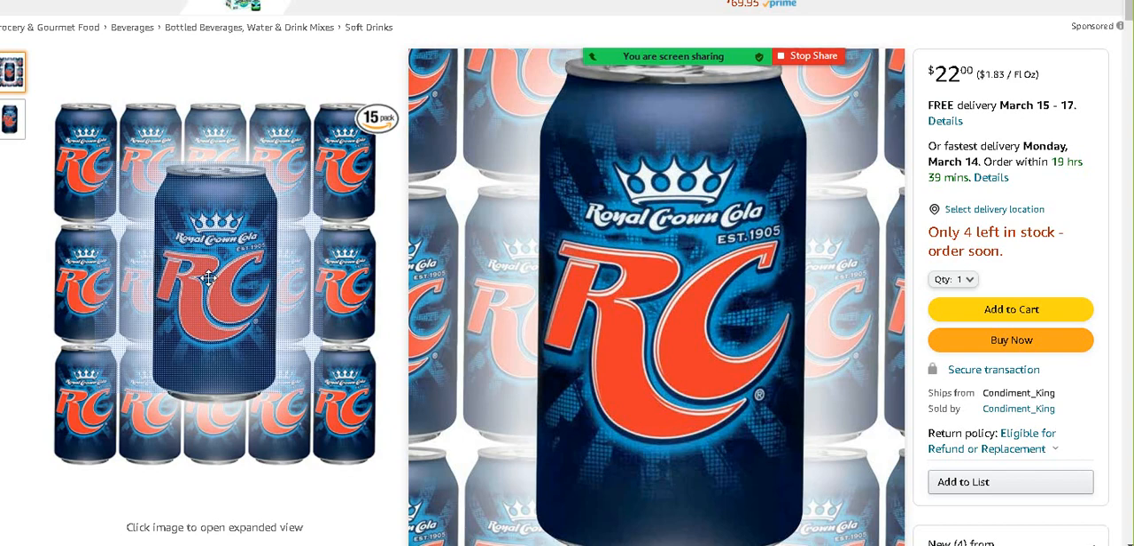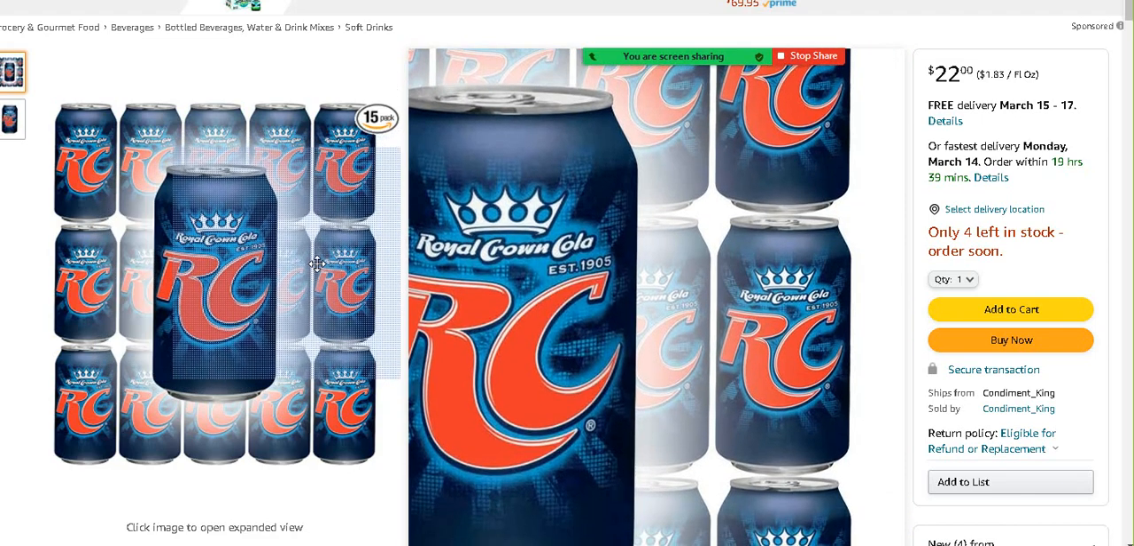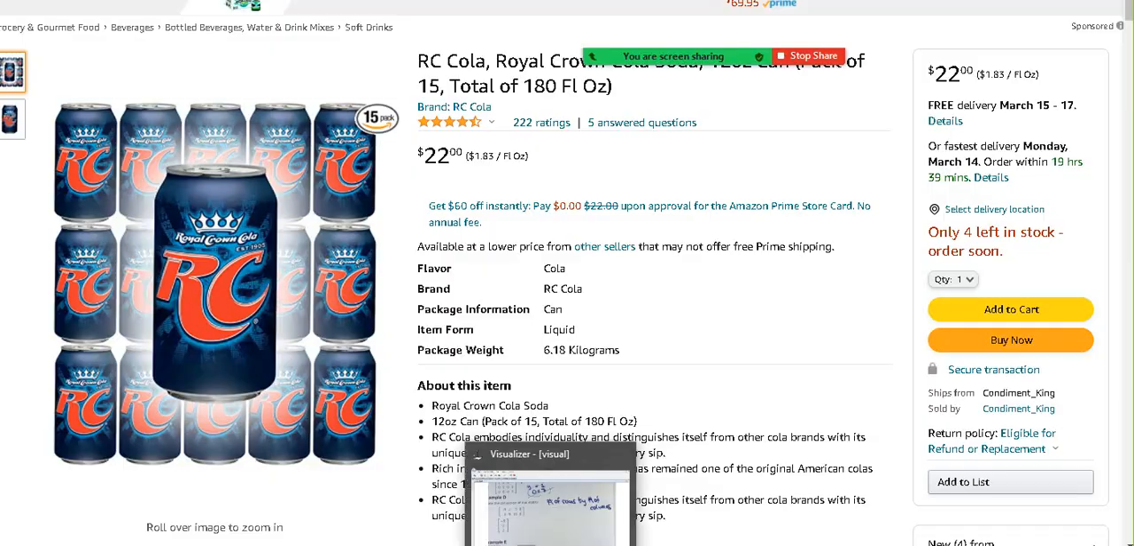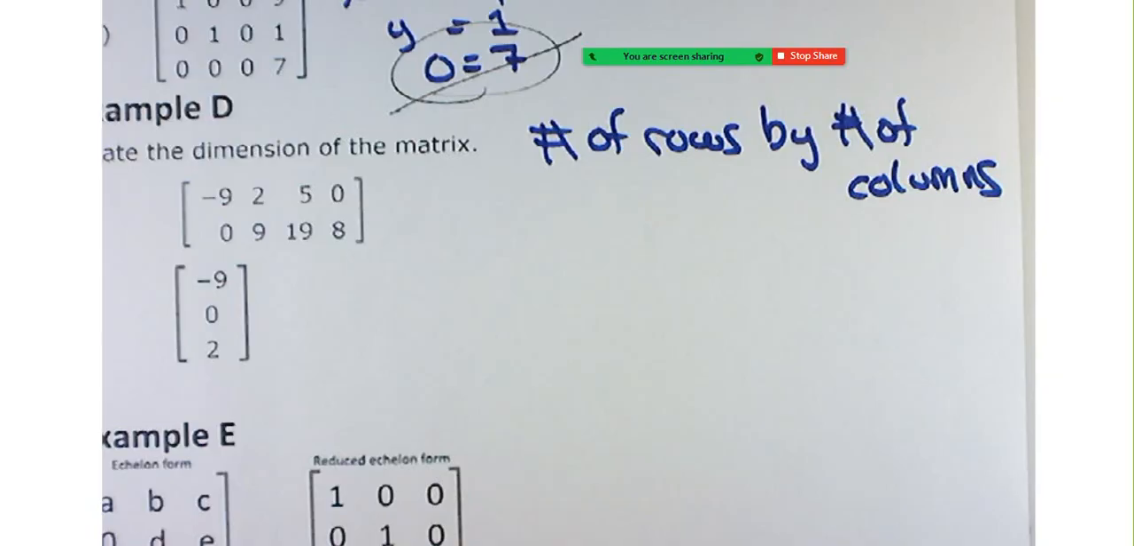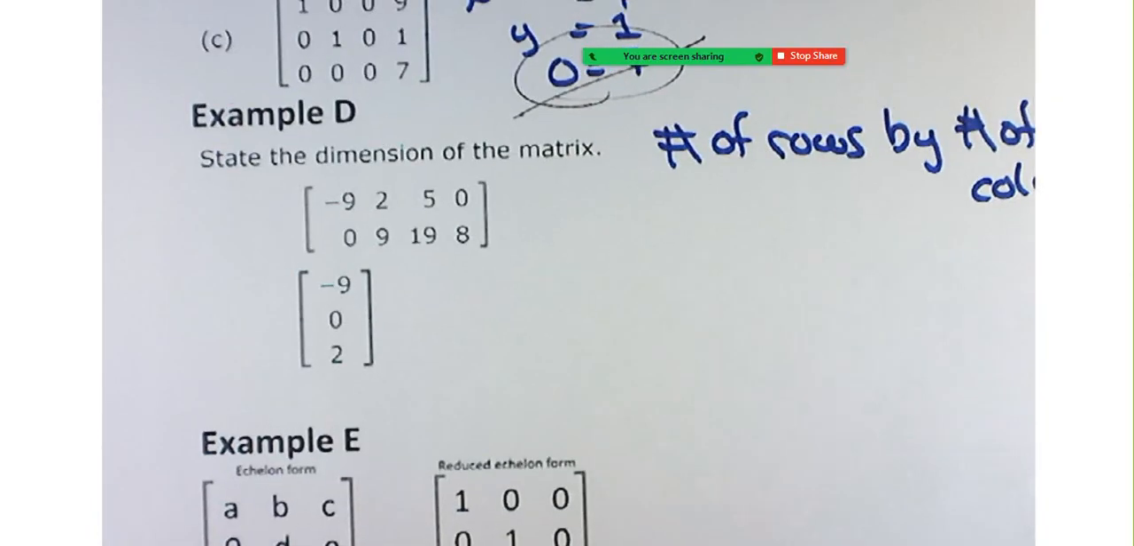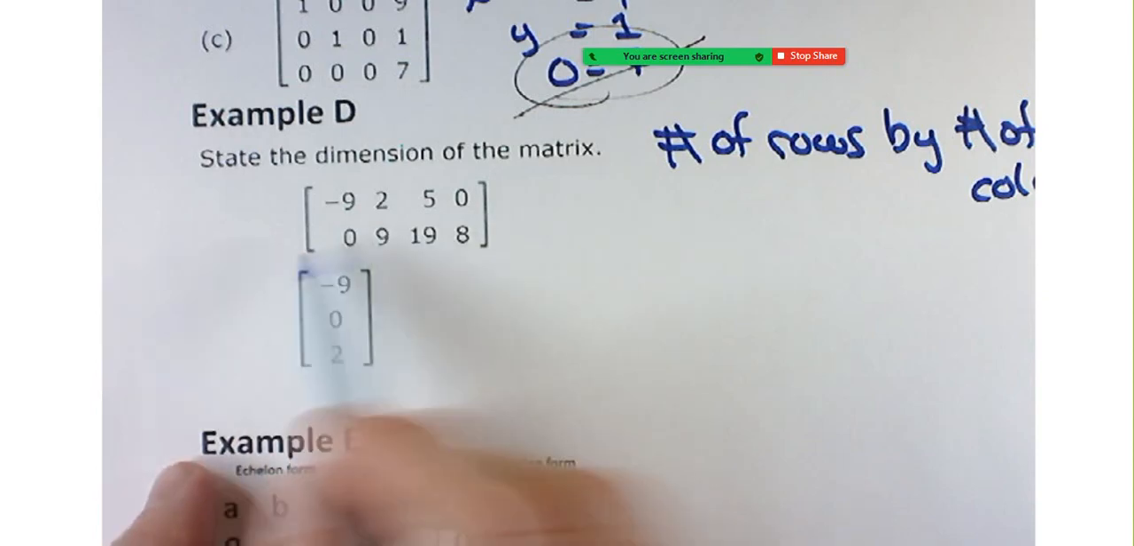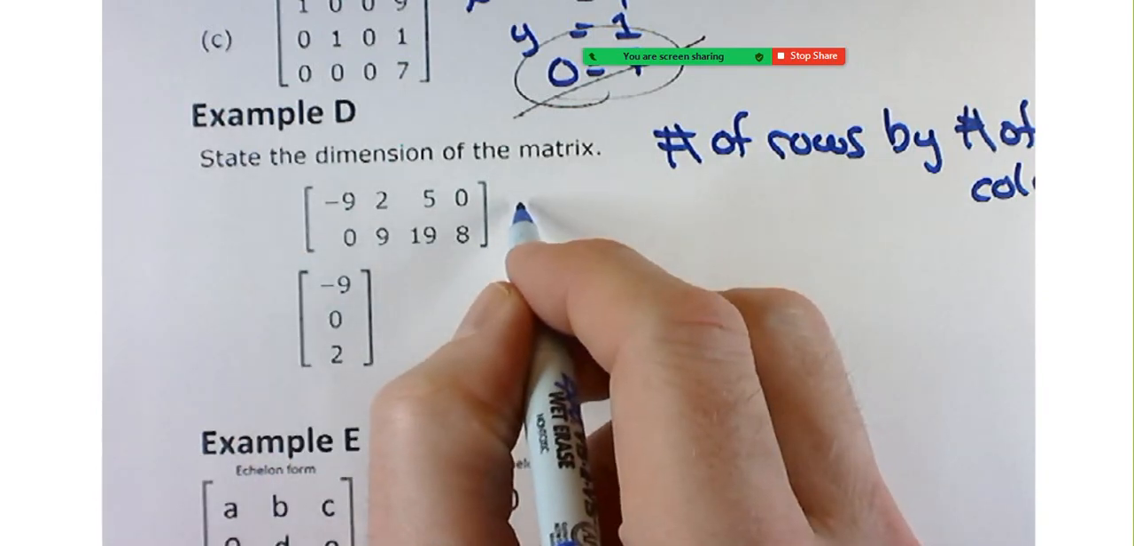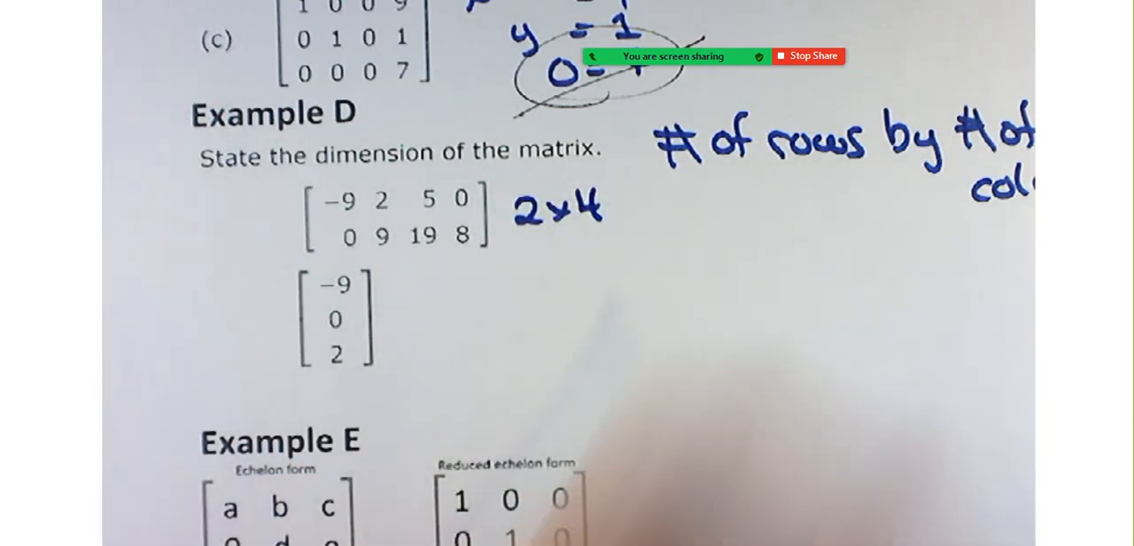So the reason I like to use RC is because it's vitally important that you understand the dimensions of your matrix are row, then column. Because column and then row is going to mix things up. So as far as the dimensions of these matrices are concerned, this has 2 rows and 4 columns. So this is a 2 by 4 matrix. That's how you would write it.